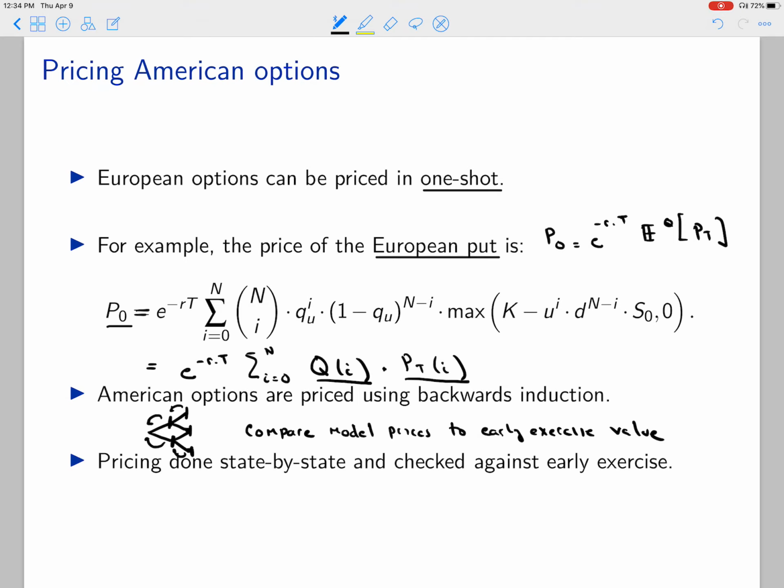Instead, you're going to have to work iteratively backwards through the tree, which is going to drastically increase the number of computations you need to solve the model. For example, suppose you have an n-period tree. If you want to price a European put option, all you have to do is compute payoffs and probabilities in a total of n+1 terminal states.